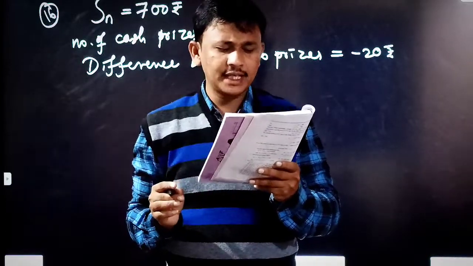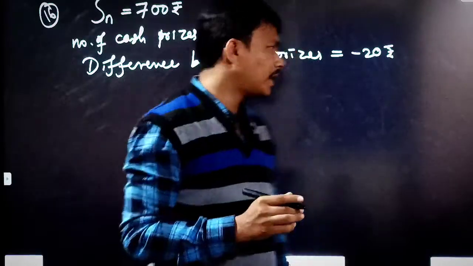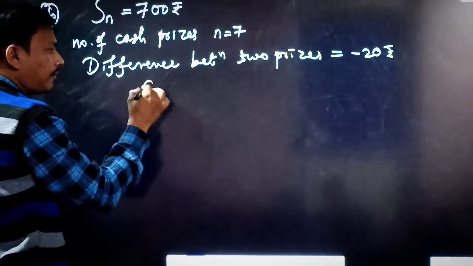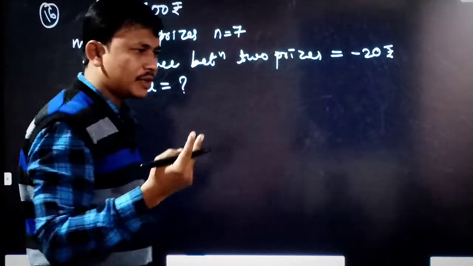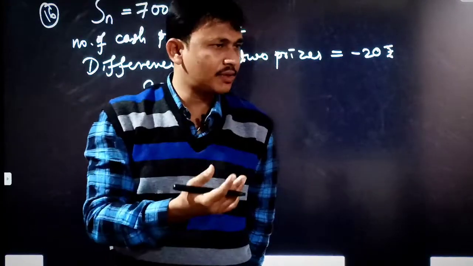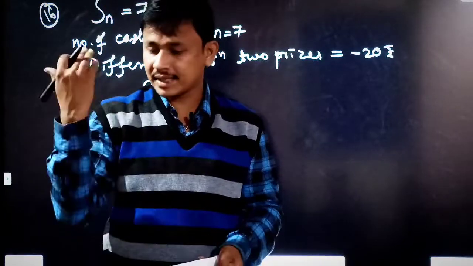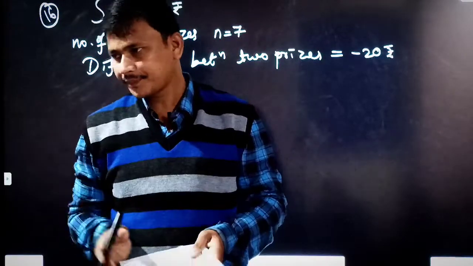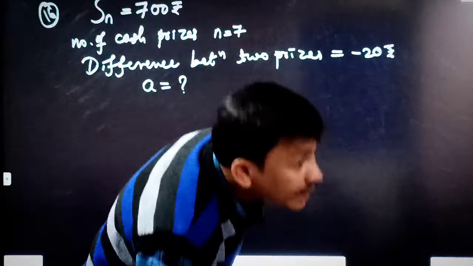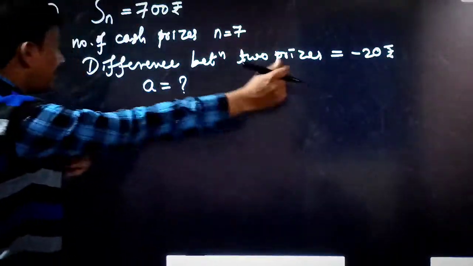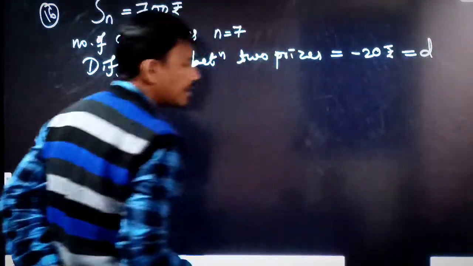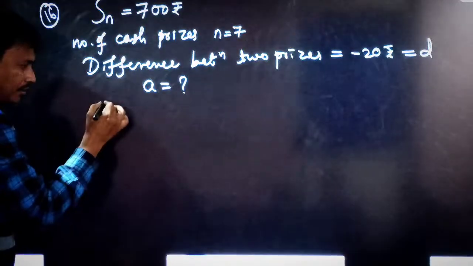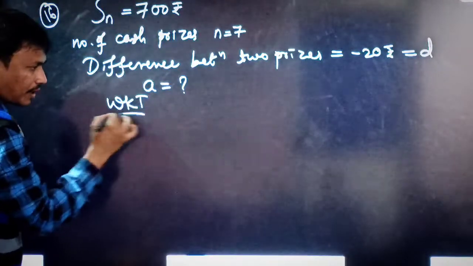Find the value of each of the prizes. That means first prize A1 is equal to question mark, second prize A2 is equal to question mark, third prize A3 is equal to question mark, seventh prize A7 is equal to question mark. What we need to find out here? A value. This is the common difference, minus 20 rupees.